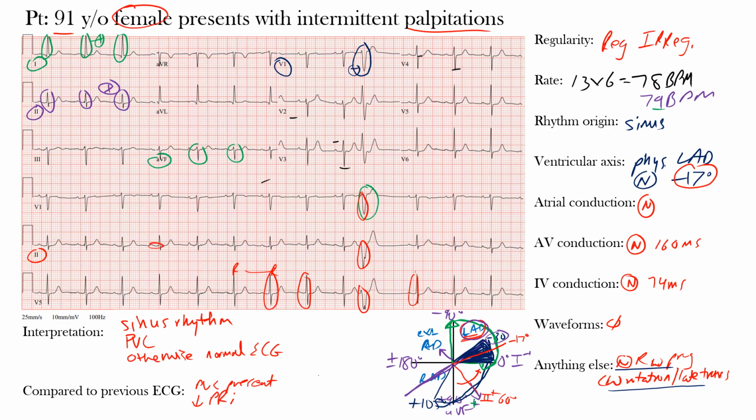Okay, so in conclusion, our 91-year-old female that presents with intermittent palpitations has an EKG showing sinus rhythm and premature ventricular complexes. Well, that's the end of this EKG of the week, and I hope you learned something. Have a wonderful week.